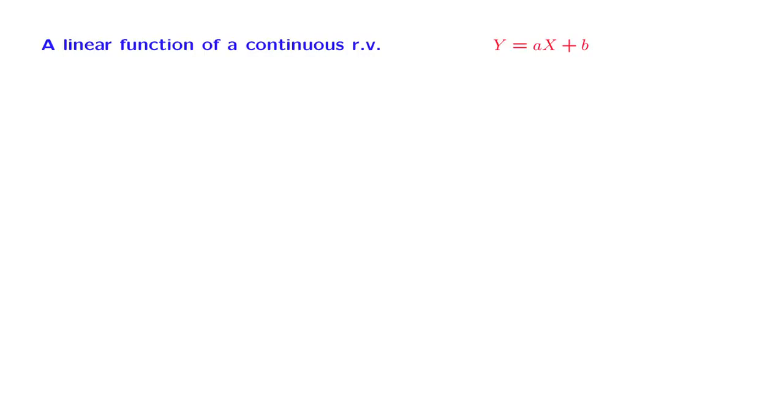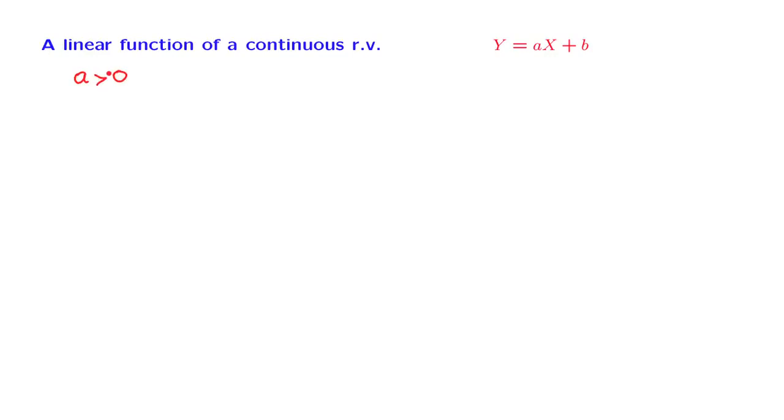Let y be equal to ax plus b. Here x is a random variable with a given PDF. a and b are given constants. Now, if a is equal to 0, then y is identically equal to b, so it is a constant random variable and does not have a PDF. So let us exclude this case and start by assuming that a is a positive number.